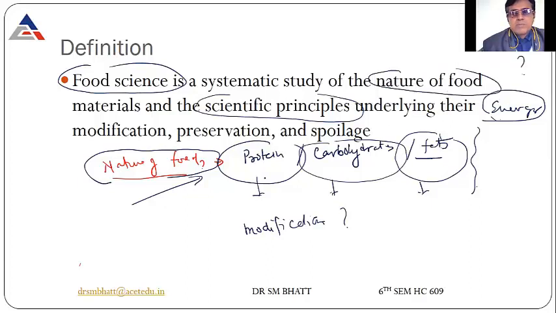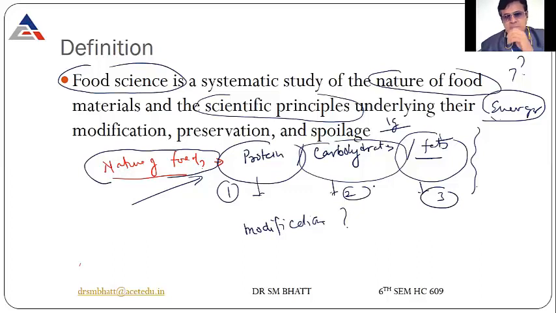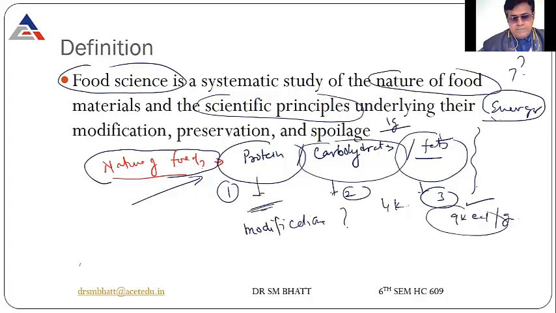Question is, out of the protein, carbohydrate, and fat, which one is having the highest calorific value, highest energy? Suppose you are consuming 1 gram protein, 1 gram carbohydrate, 1 gram fat, which will give the highest energy component? Highest energy will be given by the fat, 9 kilocalories per gram. Carbohydrate, only 4, right? And the least one is protein, the highest one is fat. Okay? Got the point?